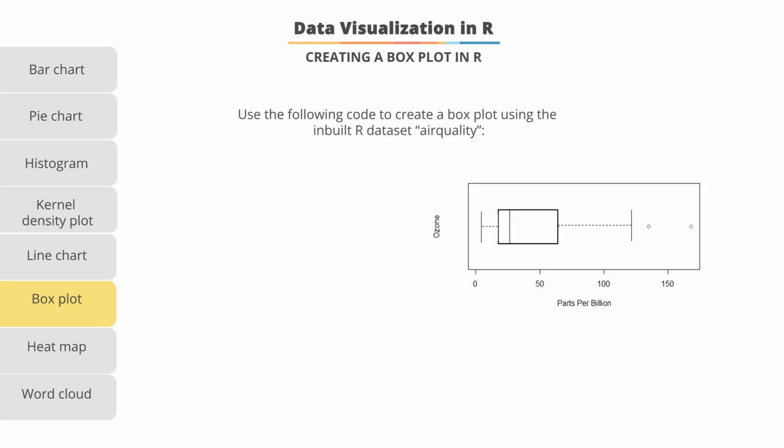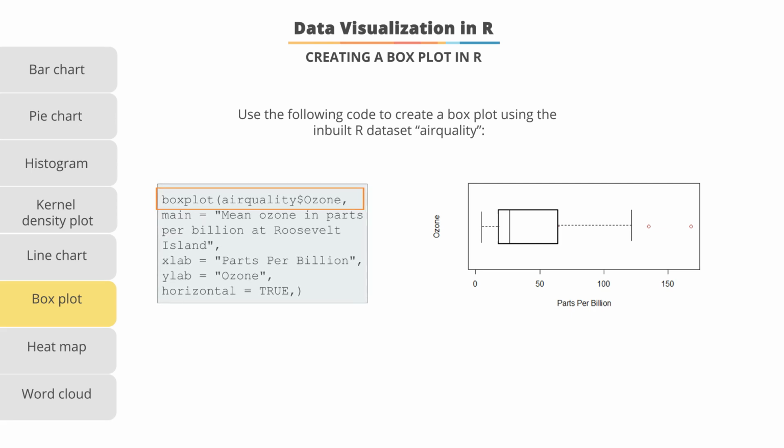We're working with R's built-in data set, airquality, another very common one, and we're graphing ozone. So we're calling the title of this slide, mean ozone in parts per billion at Roosevelt Island. The X label is parts per billion. The Y label is ozone. Note that all of these are always in quotations. And we set horizontal to true, otherwise it would be up and down.